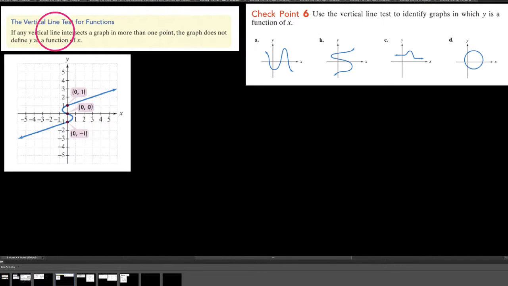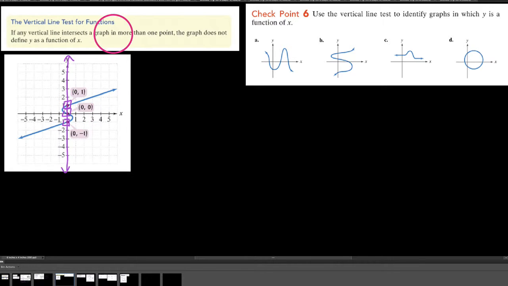So that being said, when we talk about the vertical line test for functions, we say if any vertical line intersects a graph in more than one point, then the graph does not define y as a function of x. In other words, if I were to have a vertical line, say this vertical line right here, going through x equals 0, notice that of course a vertical line goes through one and only one x value. But if this were to hit our relation in more than one point, what this means basically is that we had more than one output for that given input.